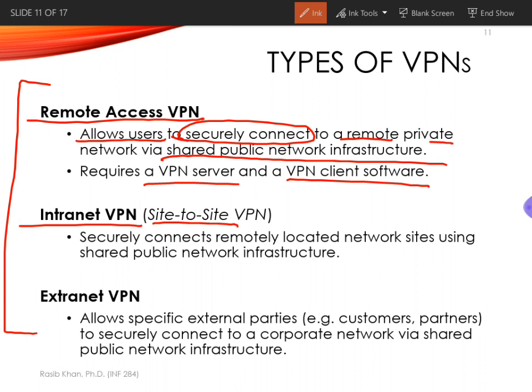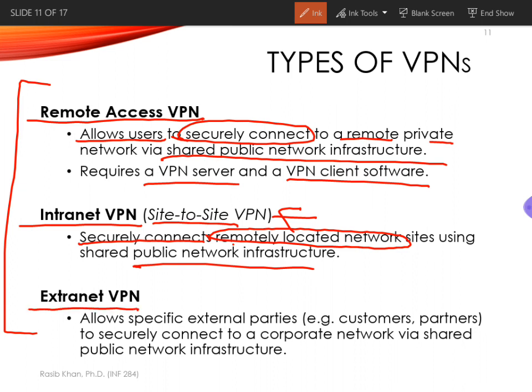So in that case, they can create what we call a site-to-site VPN, which allows a secure connection between remotely located network sites using the public network infrastructure. So basically, you are using the internet to connect multiple networks which are private using a VPN tunnel.